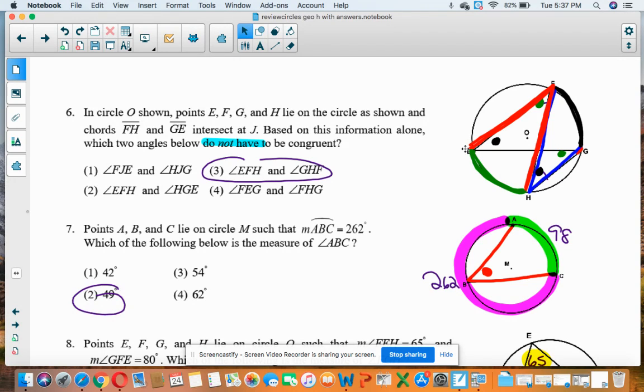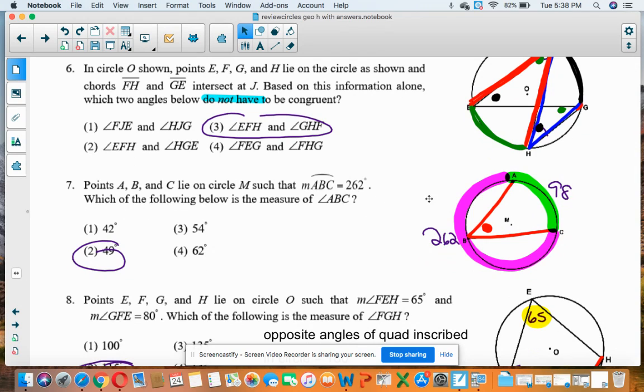And choice 4, FEG, which is this black dot, and FHG, which is this black dot, these are also inscribed angles that match up with this arc. Notice I made the arcs the same color, so they have to be congruent also. The ones that don't have to be congruent are EFH and GHF. So that's question 6.